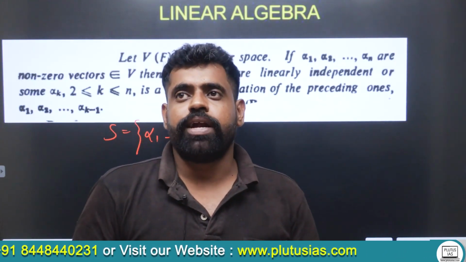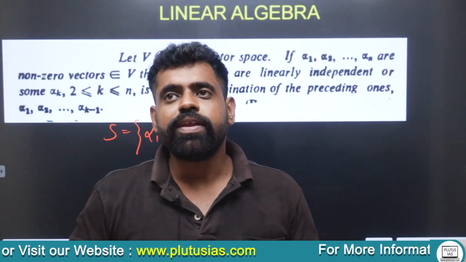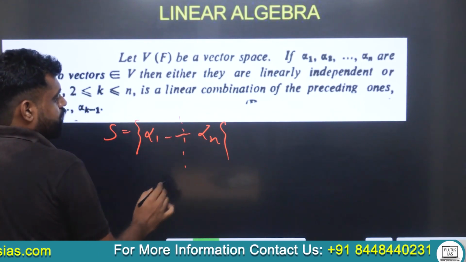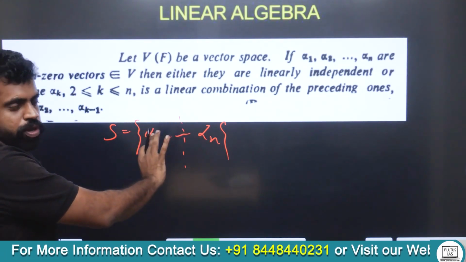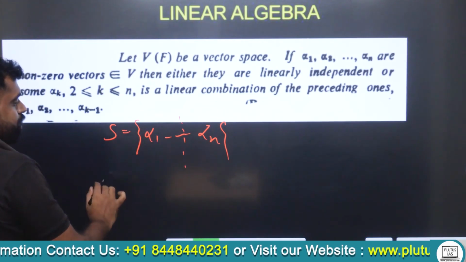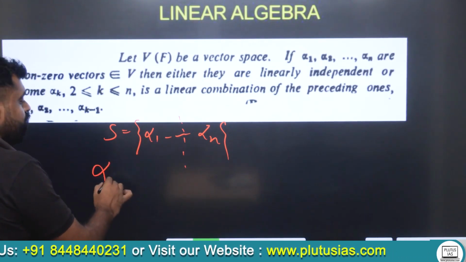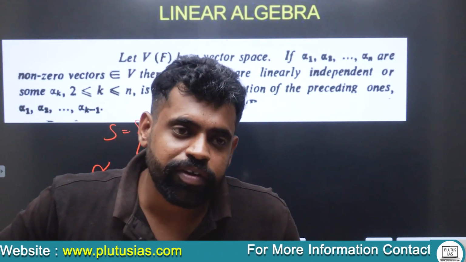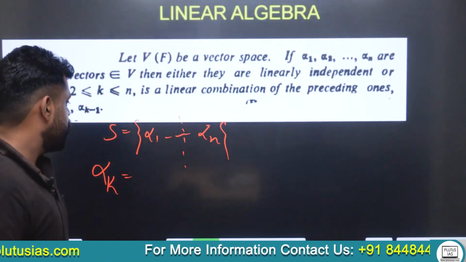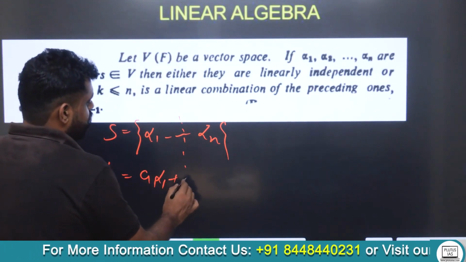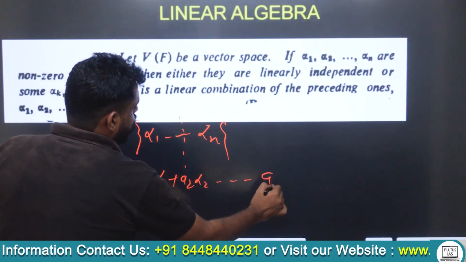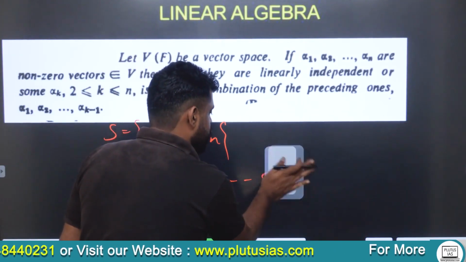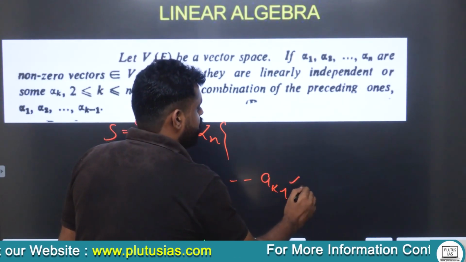But if it is linearly dependent, then there is some element in between, it could be alpha n also, such that it can be written, say alpha k, as a linear combination of the preceding ones, that is a1 alpha 1 plus a2 alpha 2 and so on up to a(k minus 1) alpha (k minus 1).